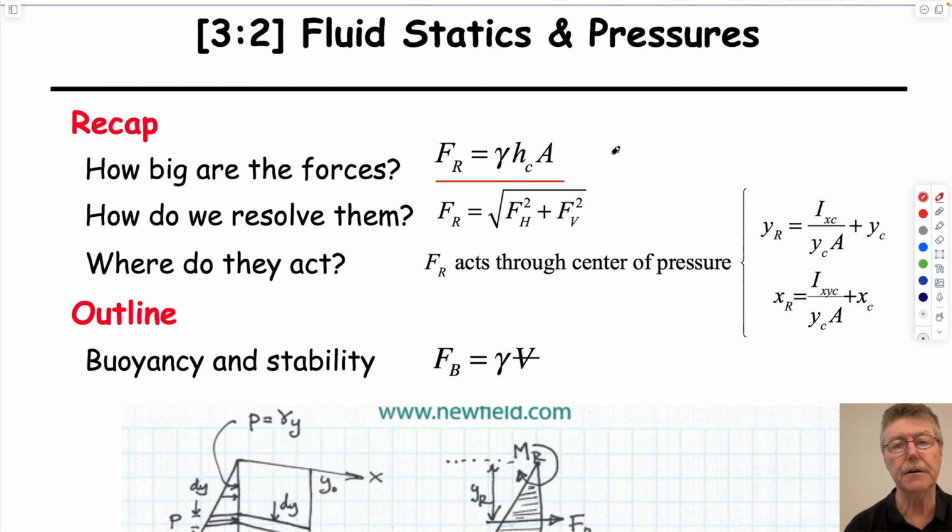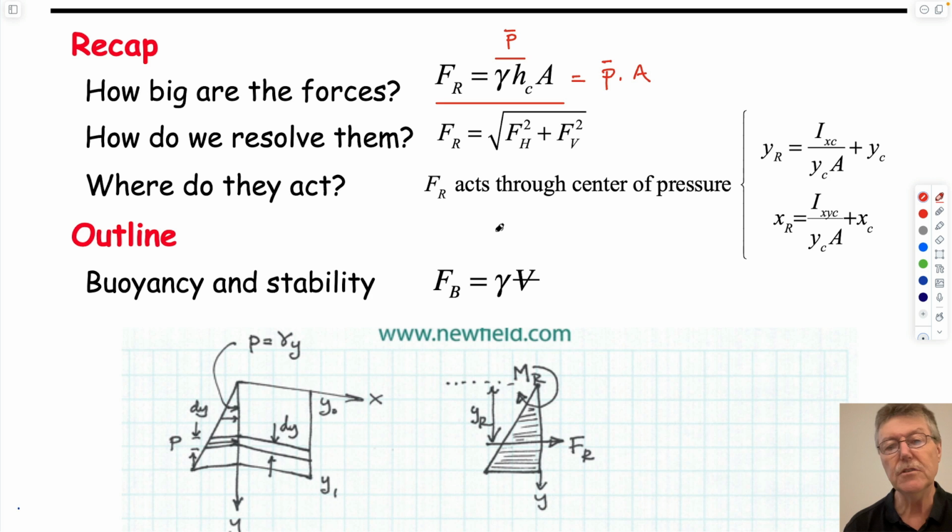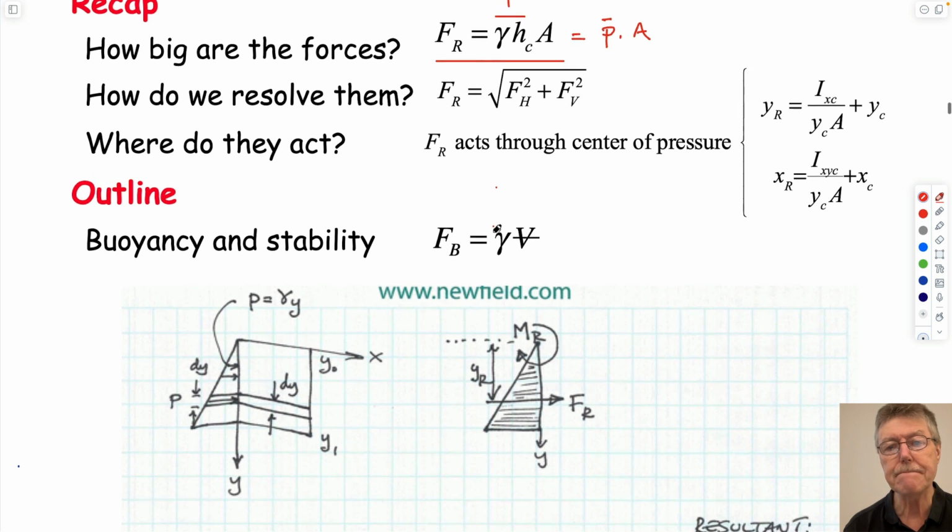We've only talked about flat ones so far. And it's equal to the mean pressure multiplied by the area. And this mean pressure is given by this term here, which is just the depth of the centroid times the unit weight. If we need to resolve forces, we can use Pythagoras to do it, and we'll play around with that.